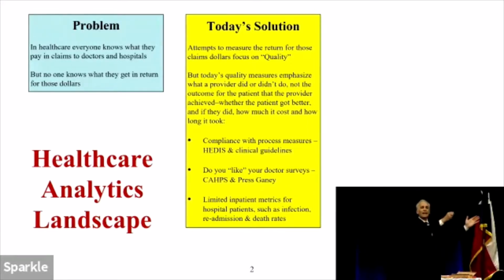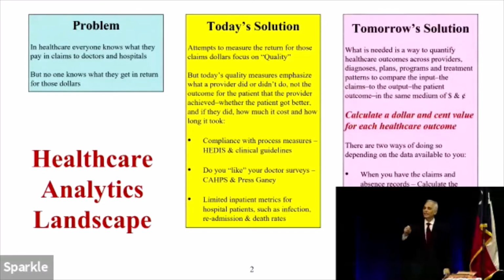Now, the input into the healthcare equation are those claims dollars. What we need to do is have the output of the healthcare equation be in dollars and cents too, so that we can compare the two back and forth and calculate what we're getting in our return on investment. And for that output, we need to measure what really matters, the patient's outcome. Did the patient get better? And if they did, how much did it cost and how long did it take?